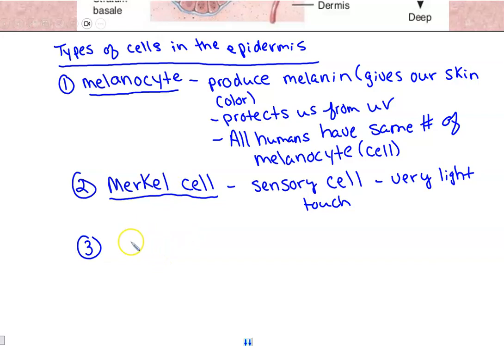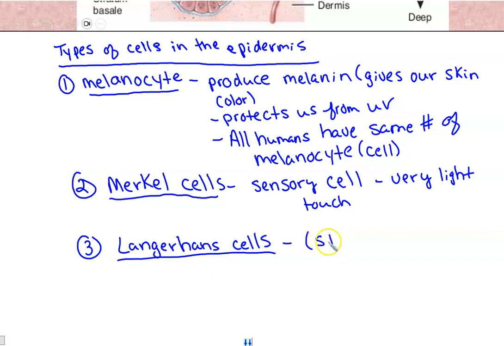Our next ones are going to be called Langerhans cells. Let's make that one plural. Langerhans cells, and we're going to find those in, of course, your epidermis, because that's what we're talking about. They're specifically in the stratum spinosum. So that's important for us to know.